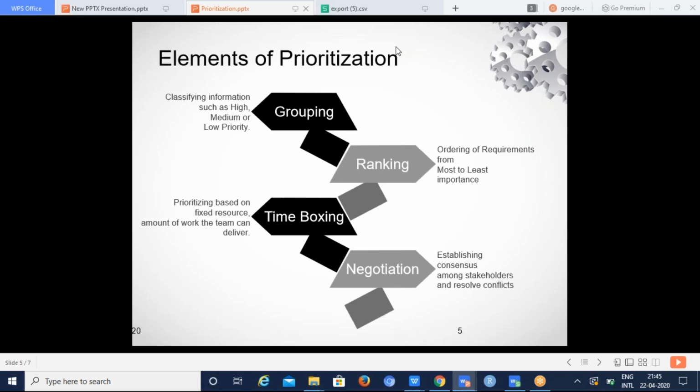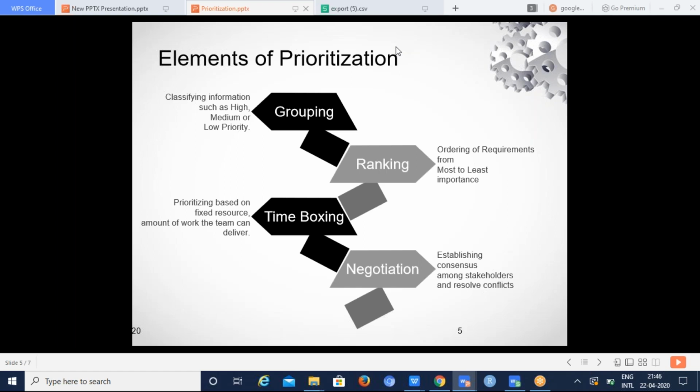Coming back to the elements of prioritization. So these elements of prioritization help us to prioritize things, right? So the first element is grouping. Grouping is something we segment the requirements. Say, for example, if you take our tea preparation, we classify the tea powder and water as high priority. Then the sugar and milk can take the medium priority, and other items like ginger, mint, which add flavor to the tea, can be categorized as lower priority.